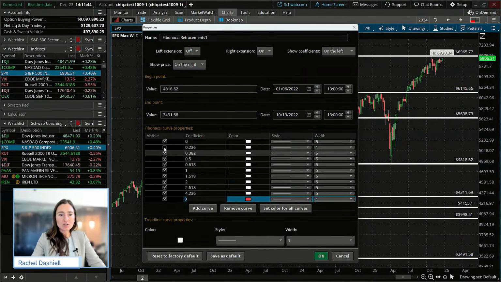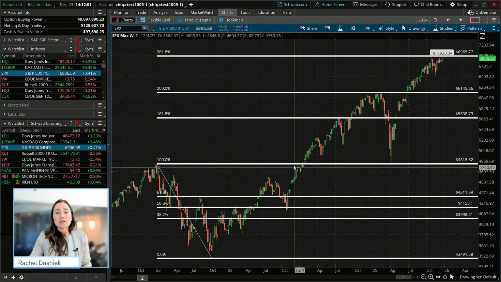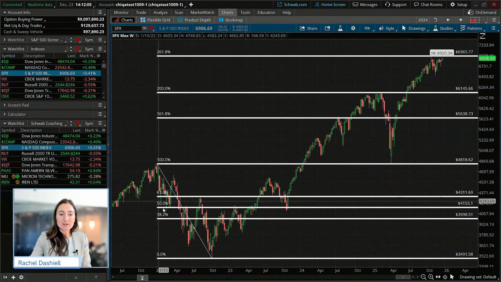So you can hide those. You can see I've hidden this one there as well. So hopefully that helps a little bit. And you can obviously make these thicker, change the colors of the lines, all that type of thing right there on the Fibonacci's. Now, another thing I will mention too is that 50% retracement.